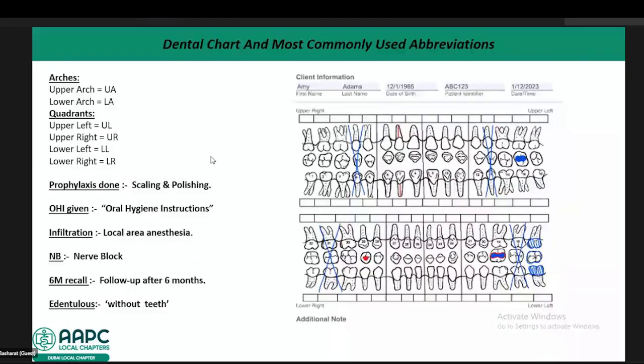Okay, about the dental chart and the most commonly used abbreviations. As I mentioned before, we have some abbreviations for the tooth surfaces. Now they can use abbreviations for the arches. For example, upper arch, UA; lower arch, LA; then the quadrants, UL for upper left, upper right, and so on. This is acceptable in the documentation. Prophylaxis is about scaling, polishing, and oral hygiene instructions. They can use abbreviations for these things.